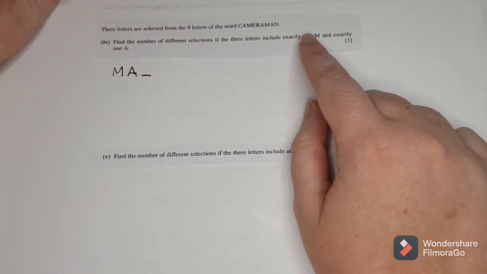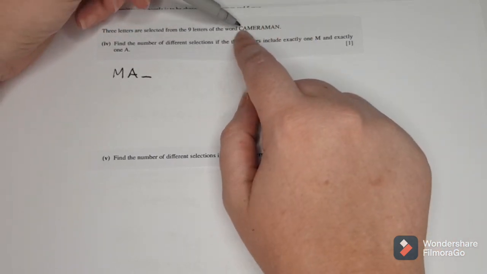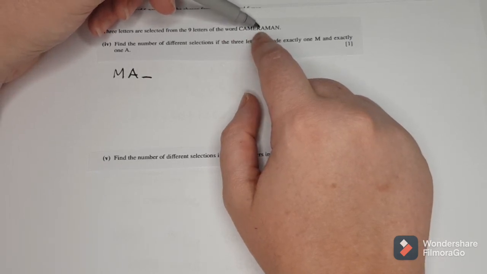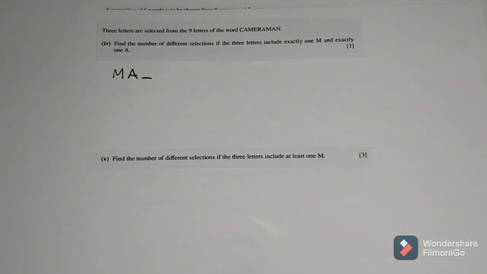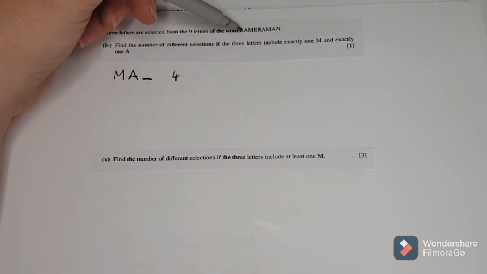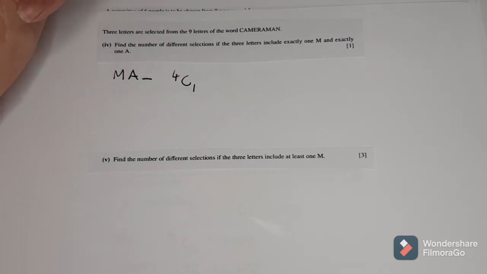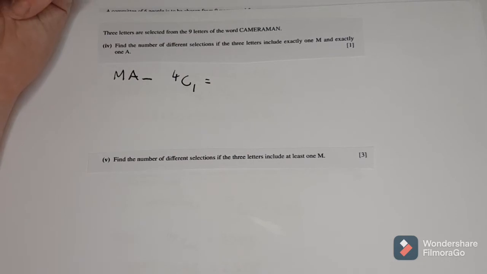So if we look through the rest, my only other options left are the C, the E, the R, and the N that are not the M's and A's. So that means I only have 4 options left between those other letters, and there's only space for 1. So out of those 4 options, I'm going to choose just one of them. We use our combination because there's no order to that. We're just choosing a group of letters. So 4C1 gives me a total answer of 4.